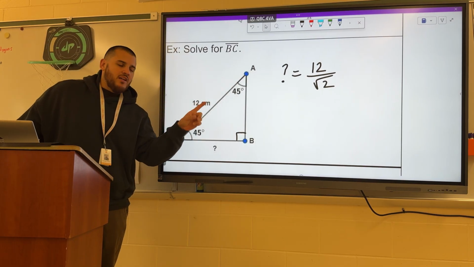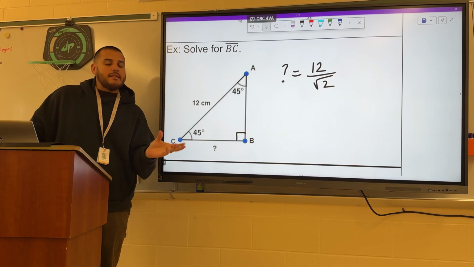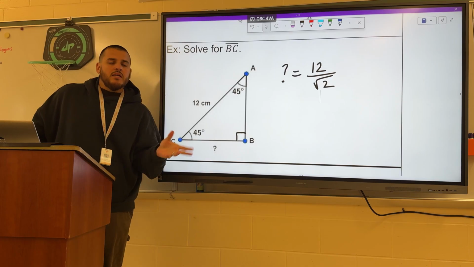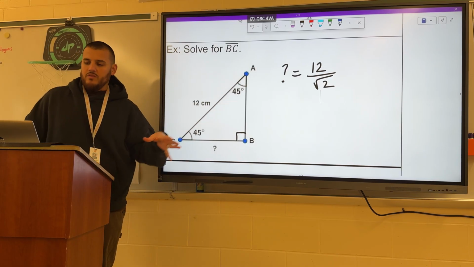One thing I do want to add here before we move on, that 12 over the square root of 2 can be written in a different way to give us the exact same value. And it's possible that on any standardized test, the multiple choice options wouldn't give you 12 over the square root of 2.